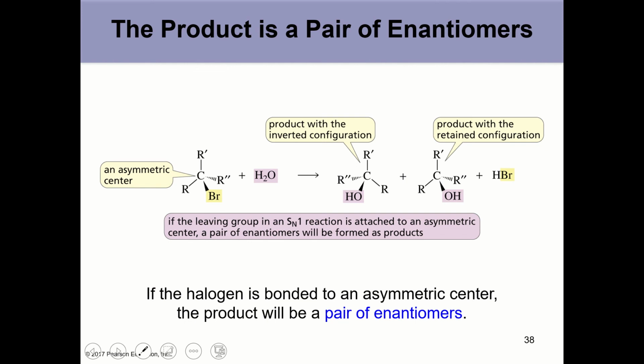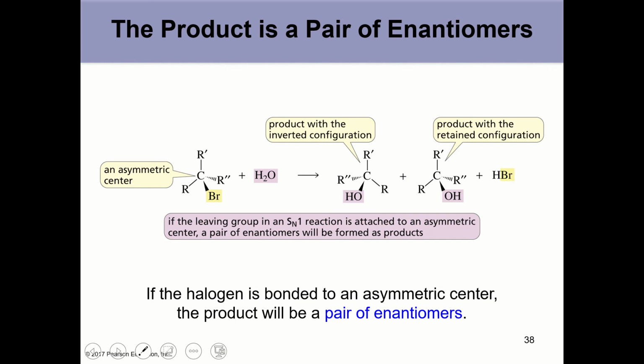The example we have here is a tertiary alkyl halide reacting with water. Note that because the three R groups, R, R prime, and R double prime, are different, we get two products that are enantiomers. If the leaving group in an SN1 reaction is attached to an asymmetric carbon, then the products will be a racemic mixture, a pair of enantiomers.